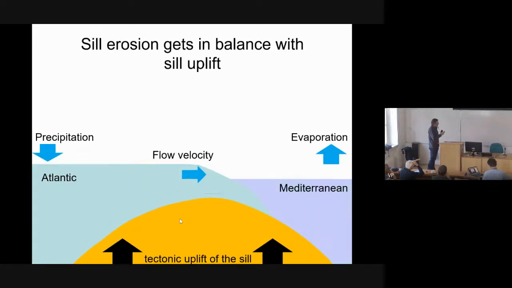So this would be an animation of this phenomenon. This is the sill being pushed up by tectonic forces, right? And every time the sill manages to close the inflow of water, then the Mediterranean goes down, and vice versa, right? And out of this competition, you get accumulation of as much salt as you need in the Mediterranean Sea.